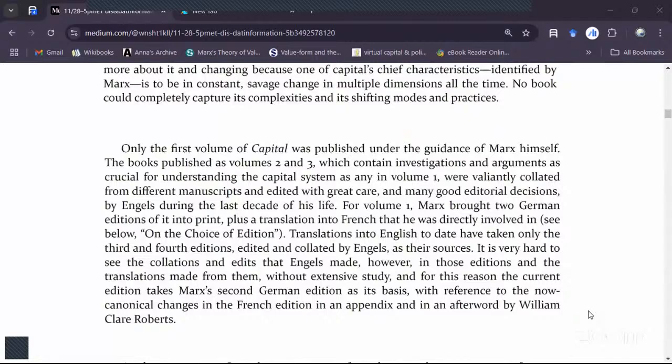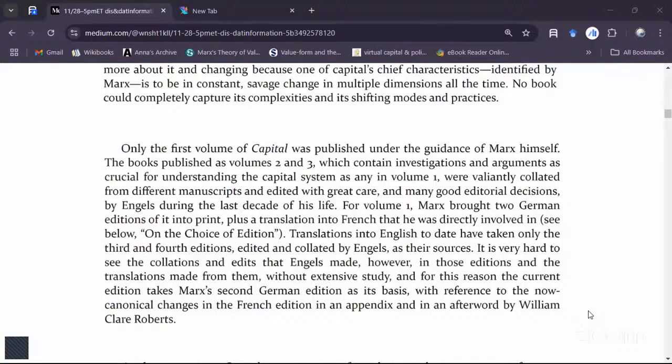Only the first volume of Capital was published under the guidance of Marx himself. The books published as volumes 2 and 3, which contain investigations and arguments crucial for understanding the capital system as any in volume 1, were valiantly collated from different manuscripts and edited with great care, with many good editorial decisions by Engels during the last decade of his life. For volume 1, Marx brought 2 German editions into print, plus a translation into French that he was directly involved in. So I showed you these 4 columns of the different things: the 2 versions in German, the 1 version in French, and then the English version that we're upgrading.